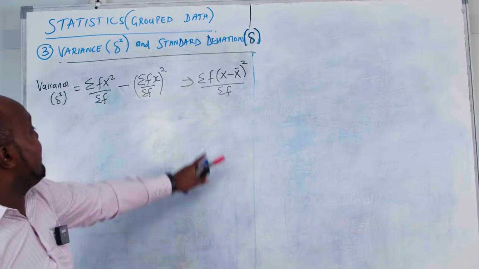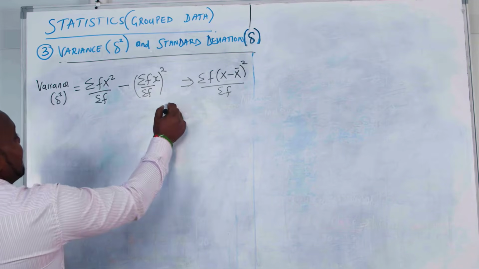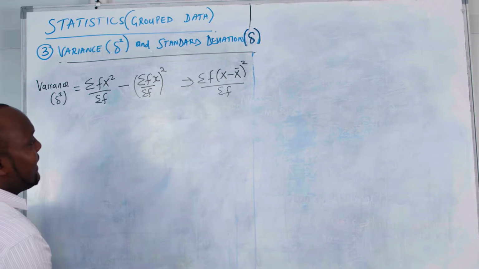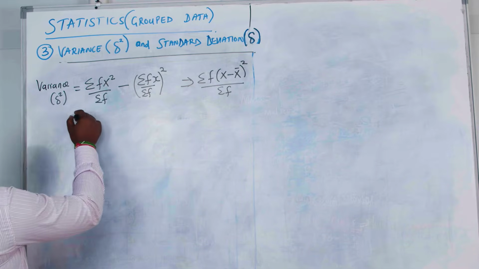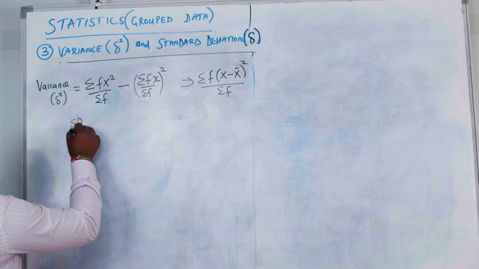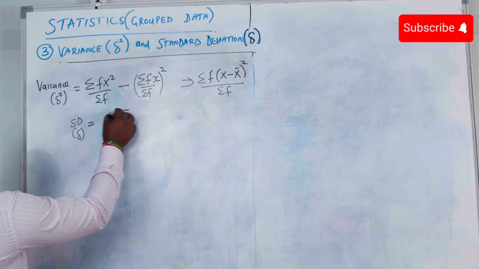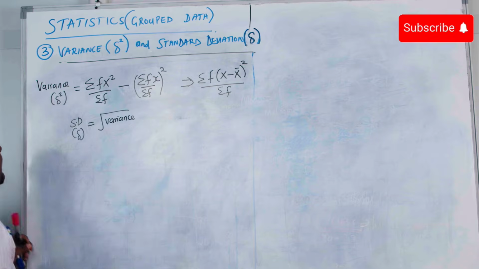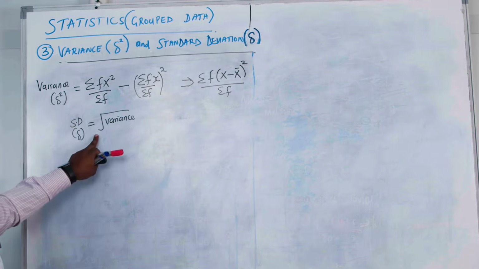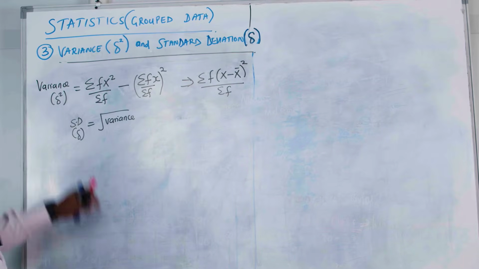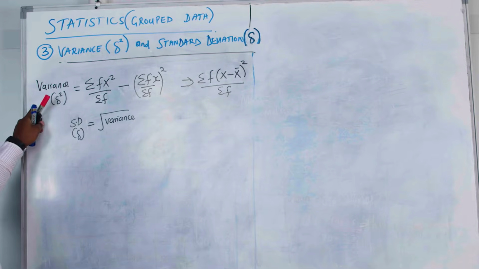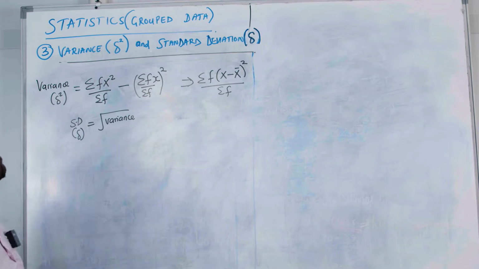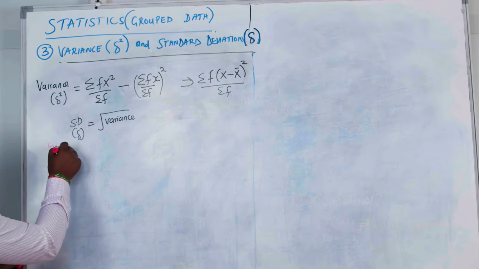As you can see, there are two methods. You can use this formula or you can use this one. Again, you need to understand that standard deviation is just the square root of variance. So if you calculate variance, the standard deviation will just be the square root of our variance. I'm going to show you how we get the variance, and then we can get the standard deviation easily. So I'm going to give you an example. We are going to take an example here.